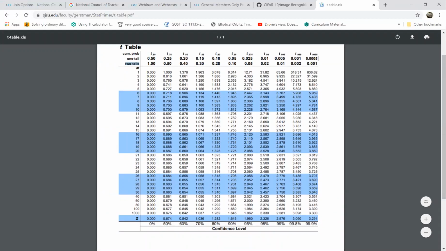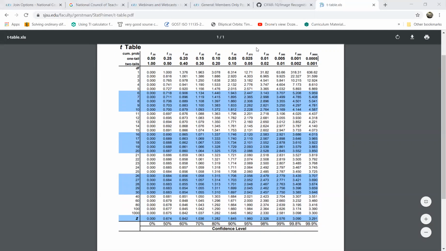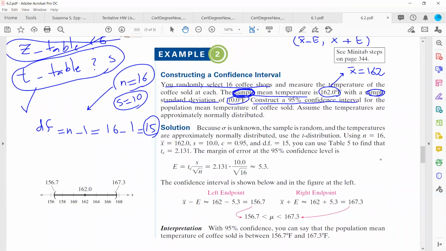Confidence level 95%, and degrees of freedom 15: 2.131. 95% confidence level and 15 degrees of freedom, the intersection is 2.131. That's your critical value. You have positive critical value and negative critical value.